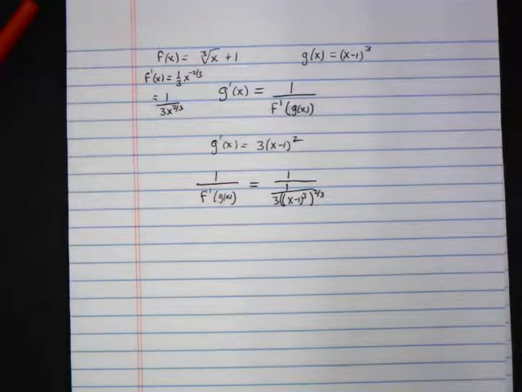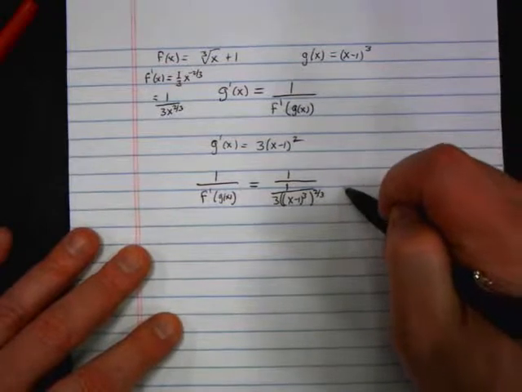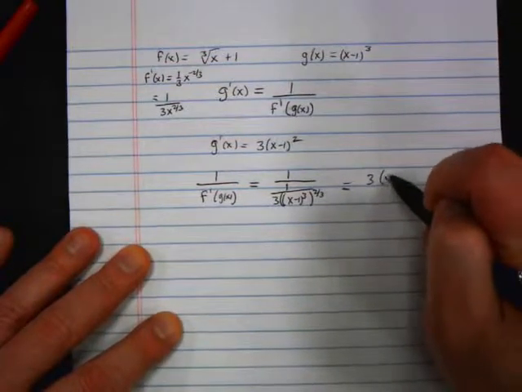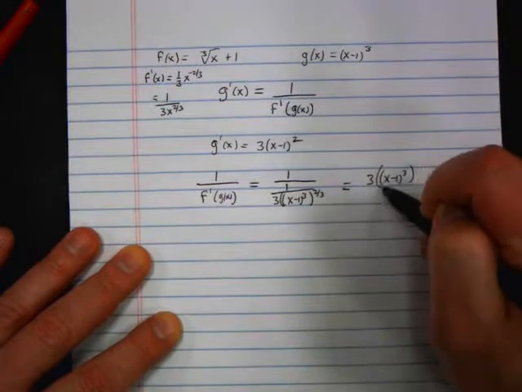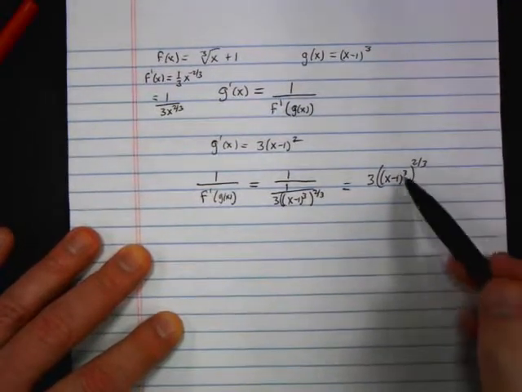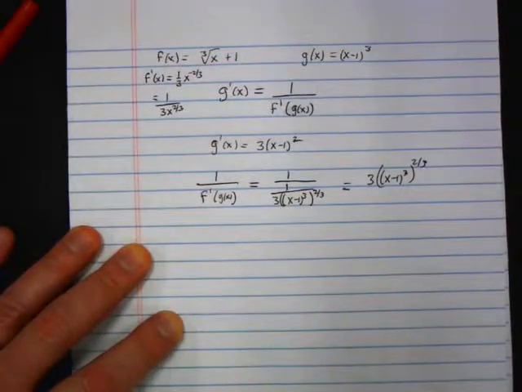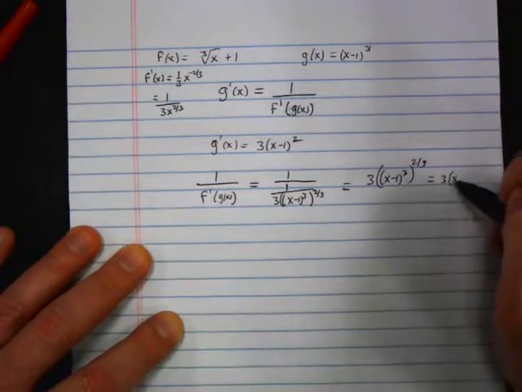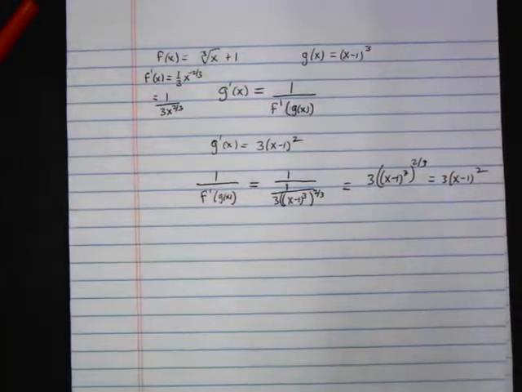Does that equal 3 times x minus 1 squared? Yes, because I would flip and multiply that fraction, so that's going to be 3 times x minus 1 cubed to the 2/3. Well, what happens when you have a power followed by another power? You multiply them, so that's 3 times x minus 1 squared. Questions on that?